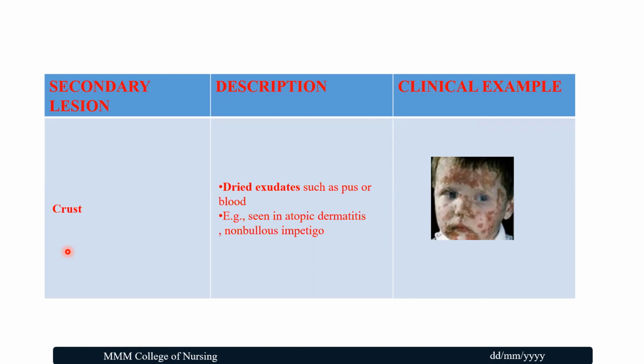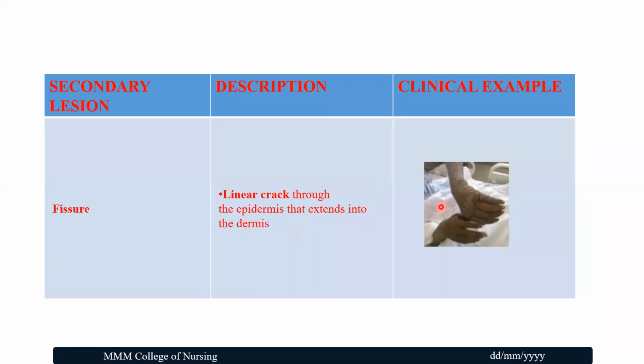Secondary lesions, we are going to see the next one as the crust. Crust is nothing but dried exudates, such as pus or blood. You could see here, these are the dried exudates which have pus and blood in them. Crusts are seen in atopic dermatitis or non-bullous impetigo.